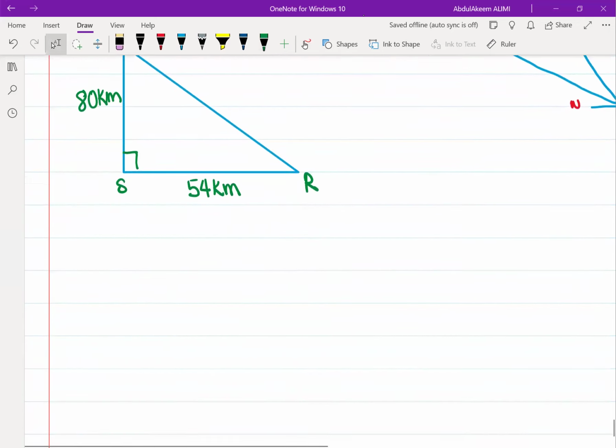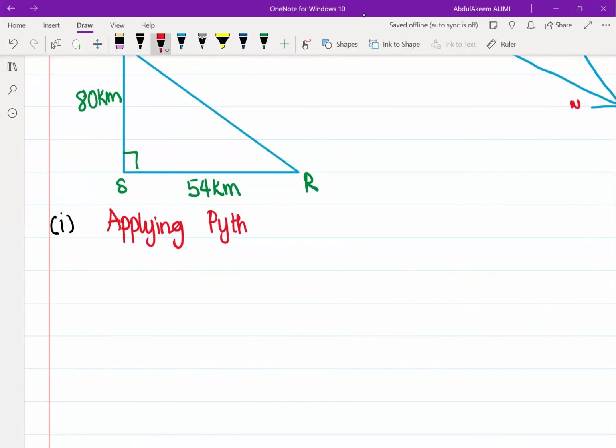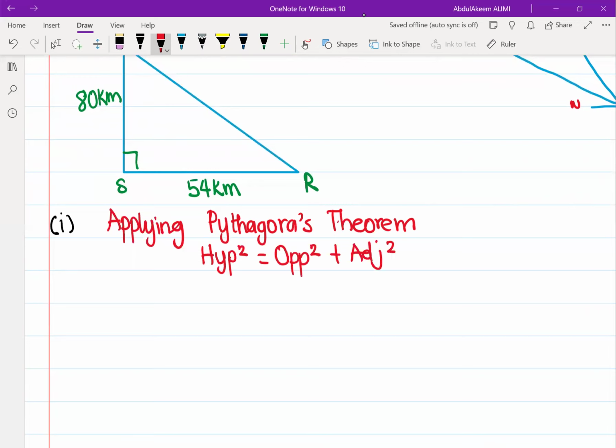So that's what we have here. We have a right angle triangle, and we have three sides, two given and one unknown. If we are given two sides and told to find the other side in a right angle triangle, we can apply what? Pythagoras theorem. So I'll be applying Pythagoras theorem, which states that hypotenuse square is equal to what? Opposite square plus adjacent square.